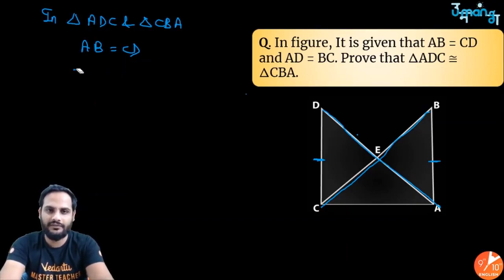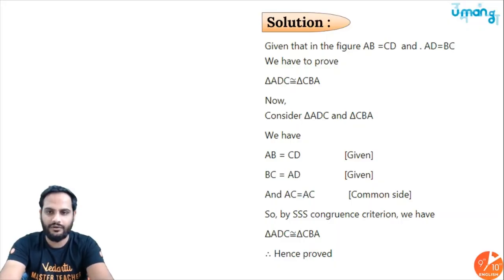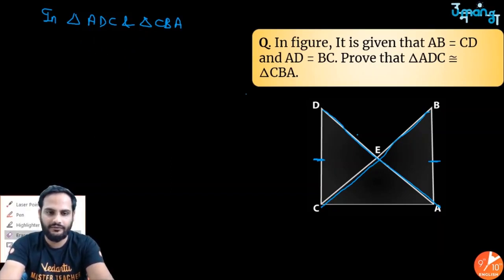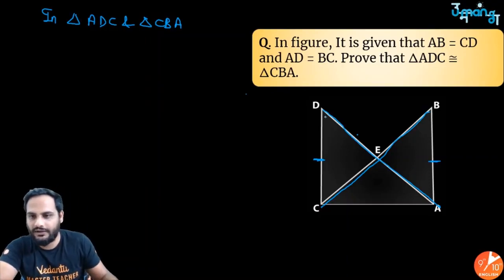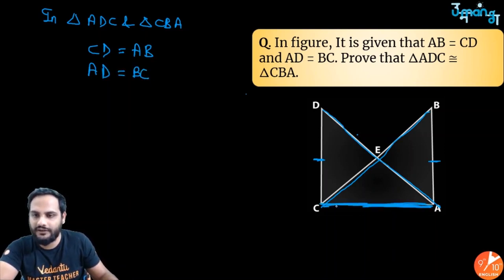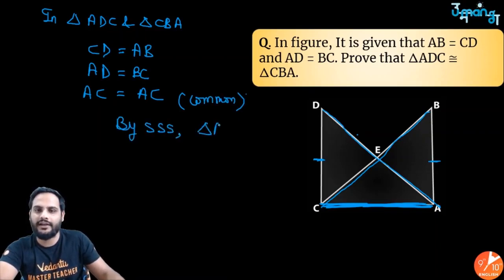Since AB is a side of the triangle, let us maintain the order we need to maintain. So first, if I am writing the sides of triangle ADC, in triangle ADC I have CD is equal to AB given, then I have AD is equal to BC given, and the most important thing is AC is the common side for both the triangles. So AC is equal to AC because it is the common side. So I can say, by the SSS rule, triangle ADC is congruent to triangle CBA.